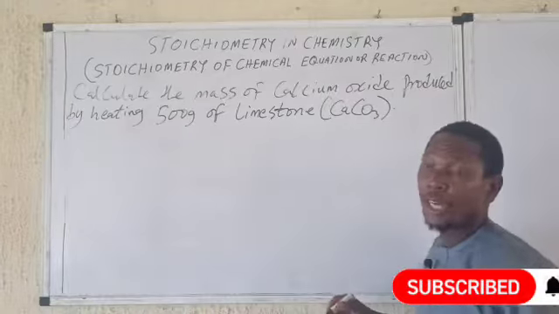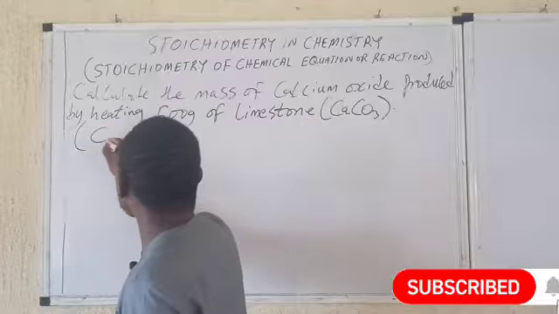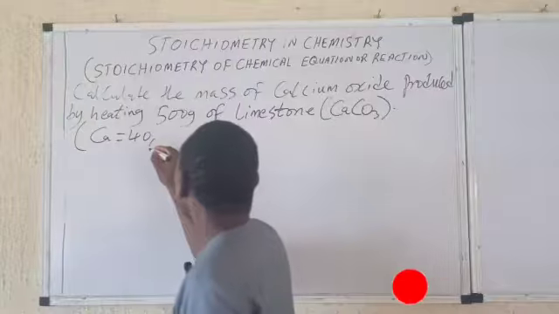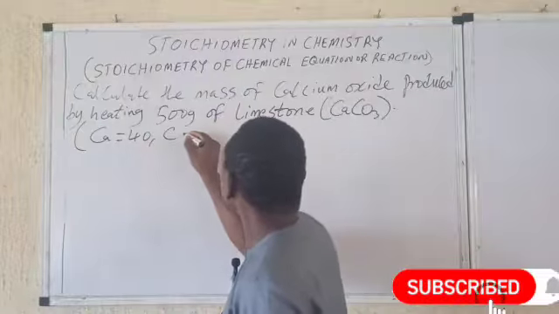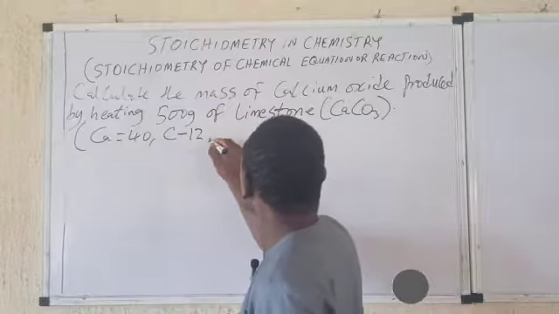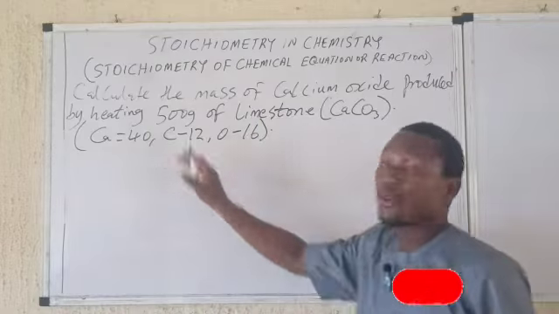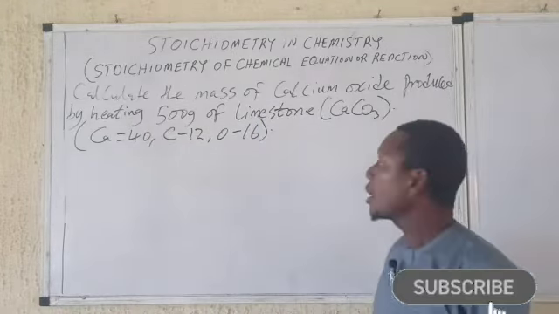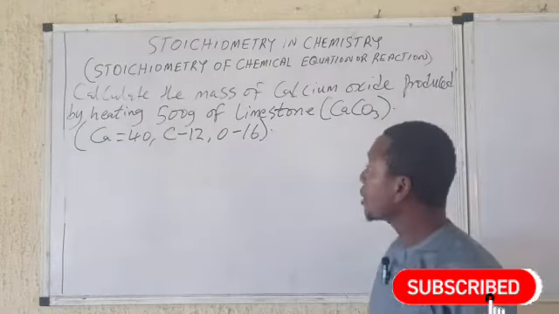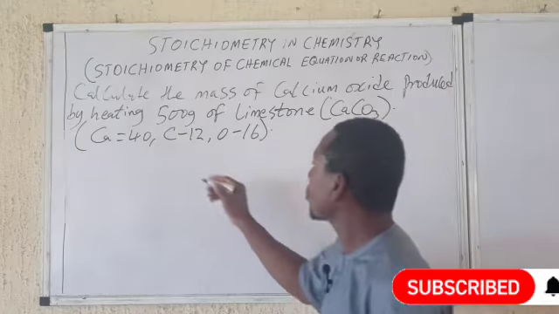So you'll be given the molar mass of some, for example, calcium is 40, carbon is actually 12, oxygen is what? 16. All right, so you'll be given this as constants. They are constants in the periodic table. Now the first thing you're supposed to do is just write down what? The chemical equation.